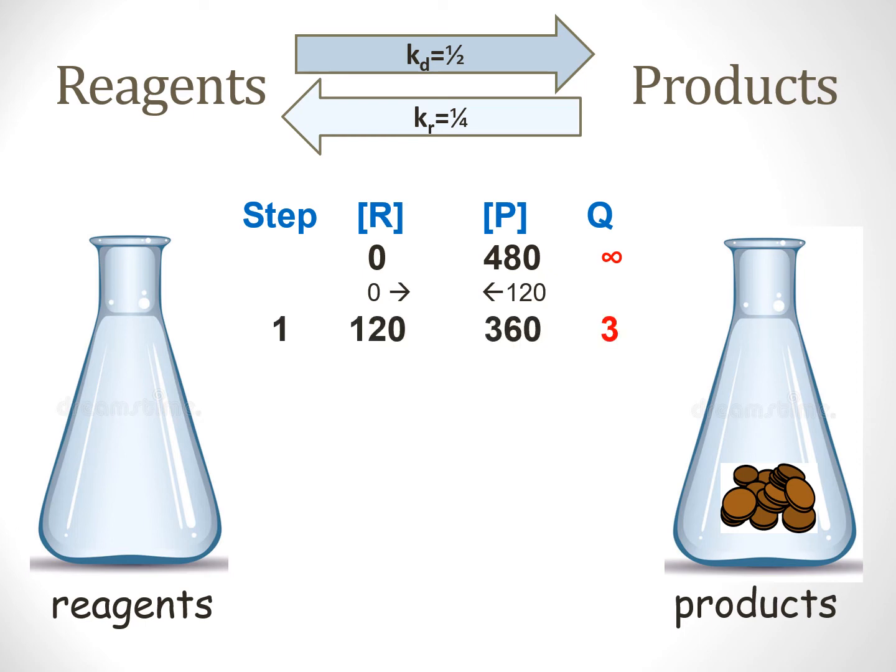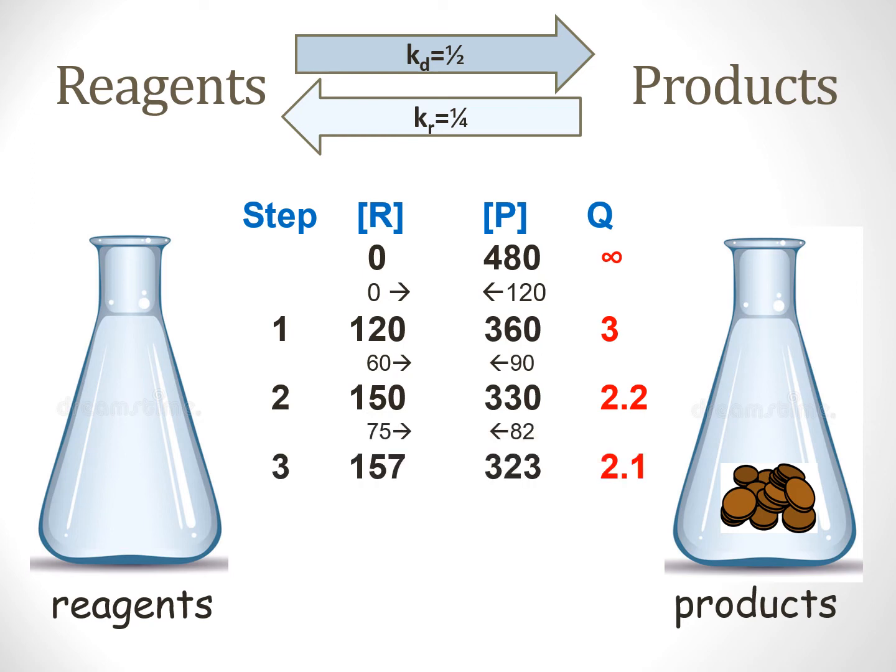So now we see that Q is going down. It was infinitely large, so it can only decrease. The number of coins on the product side is going down. The number of coins on the reagent side is going up. By the second step, we have a Q of 2.2, and then by the third step, we have a Q of 2.1, and by the fourth step, we have reached, again, equilibrium, because at this point, we will have 80 coins going in both directions.